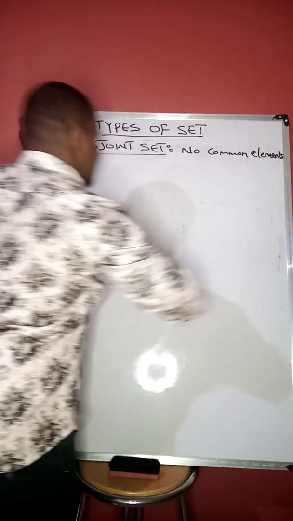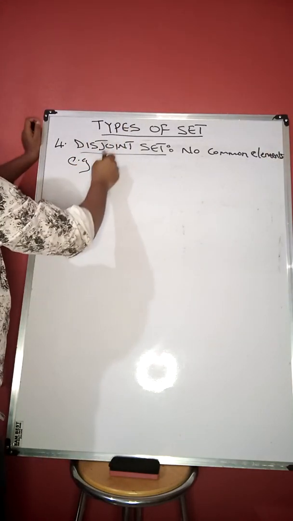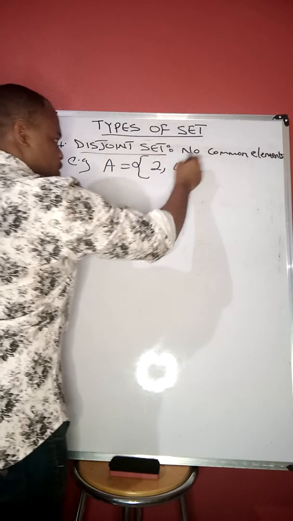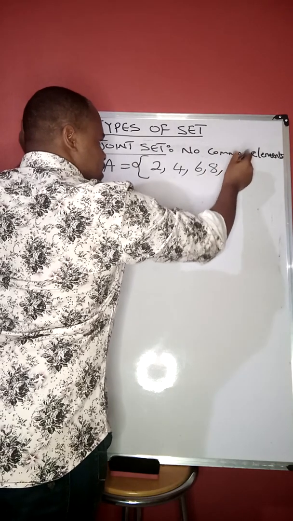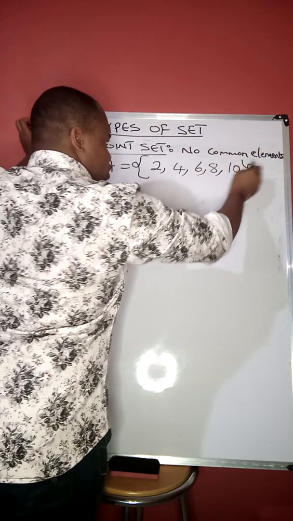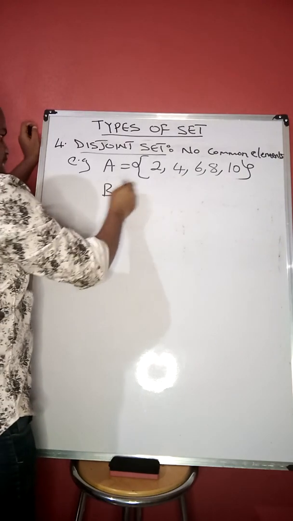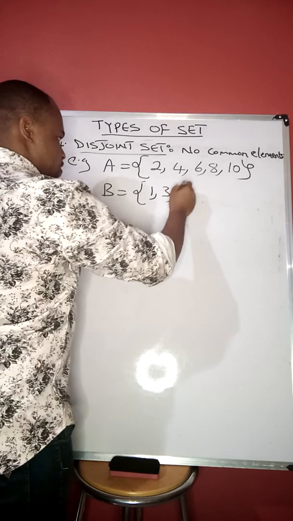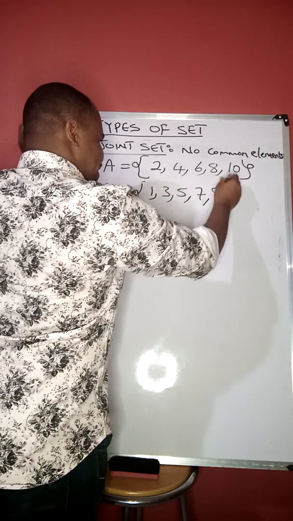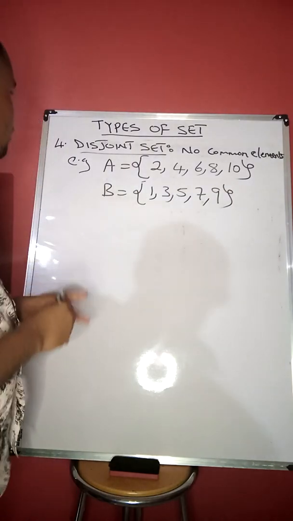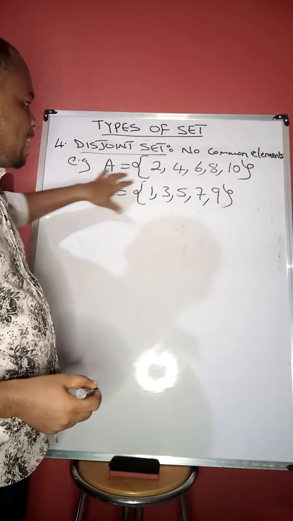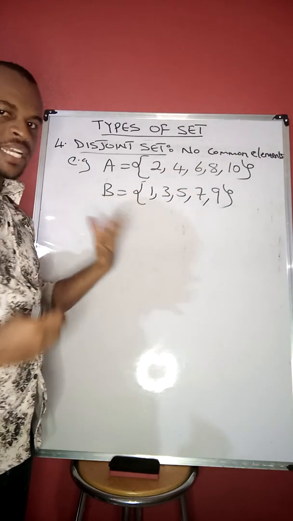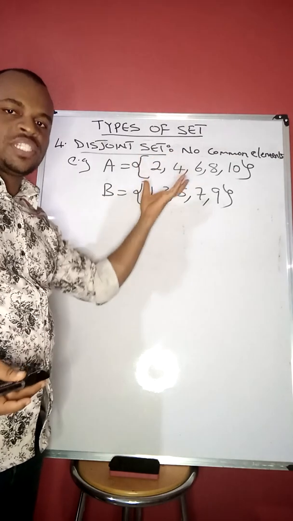Example, if I am given a certain set A to be the set of even numbers less than or equal to 10: 2, 4, 6, 8, and a set B is the set of odd numbers less than or equal to 10: 1, 3, 5, 7, 9. Now, to determine if the sets are disjoint, check the elements in A. Can you see any element in A that is also in B? It is called an intersection. Is there any intersection between these two sets?